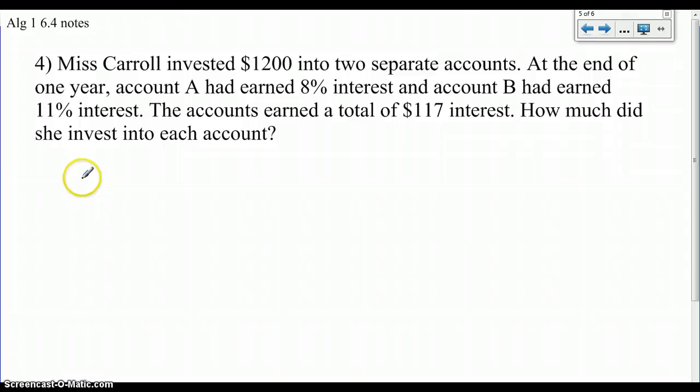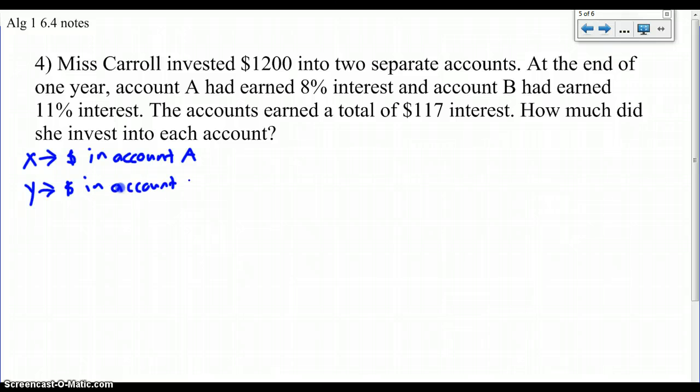Okay, in this case, what we're going to look at is we first need to define variables, and I'm going to say X represents money in account A, and Y is going to be money in account B. The first sentence tells me my first equation. It says Miss Carroll invested $1,200 into two separate accounts. X plus Y equals 1,200. That equation right there lets me know nothing about interest. It's purely about how much money she put into the accounts at the beginning.